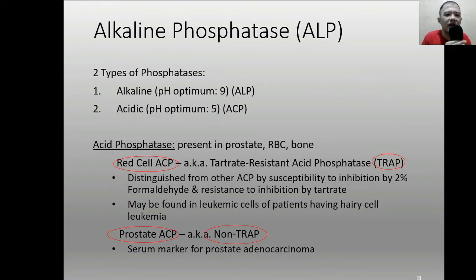Next enzyme is the alkaline phosphatase. But before we talk about the alkaline phosphatase, let's talk about phosphatases in general. We have alkaline, second is acidic. There are two types. Let's go first with the acid phosphatase. The sources are the prostate, the red blood cells, and the bone. When the source is the red blood cell, the other term is TRAP, tartrate resistant acid phosphatase. So you have a red cell ACP.